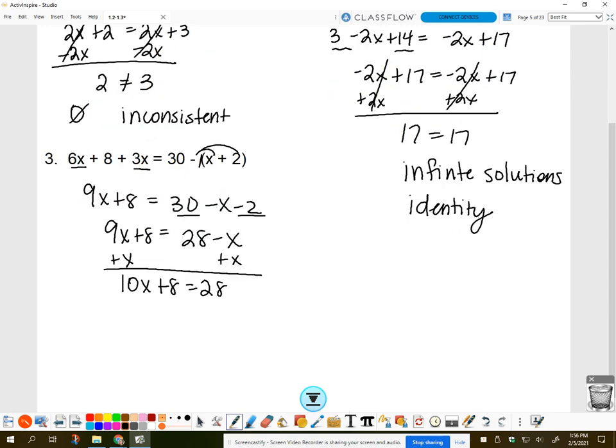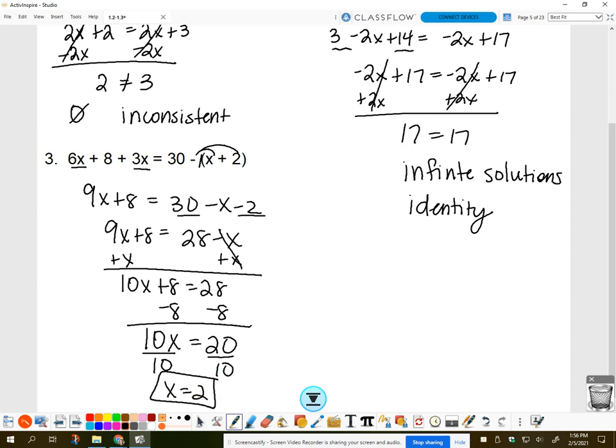All right, so I added x to both sides. Now I'm going to subtract 8 on both sides. And divide by 10 on both sides. And we got an answer, which means it's conditional.